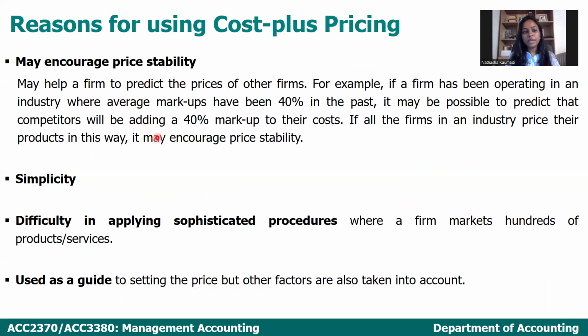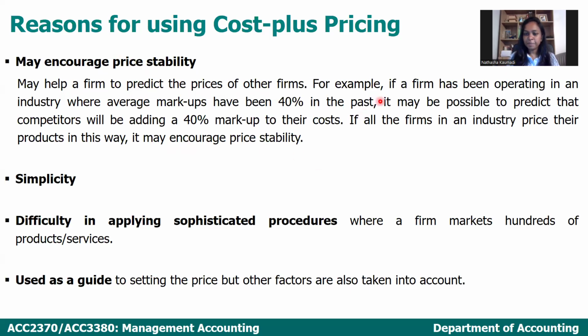And now, what are the reasons for using cost plus pricing? Why are we using this cost plus pricing? There are a few reasons. It may encourage price stability. What do you mean by that? It may help a firm to predict the prices of other firms. Now, if all the firms in the market are using cost plus pricing, then you will be able to predict the prices of other firms in the market.